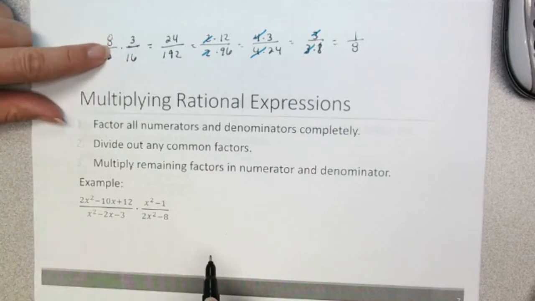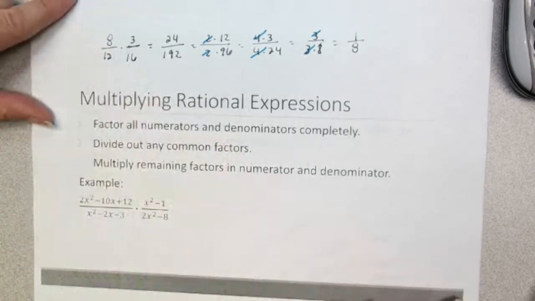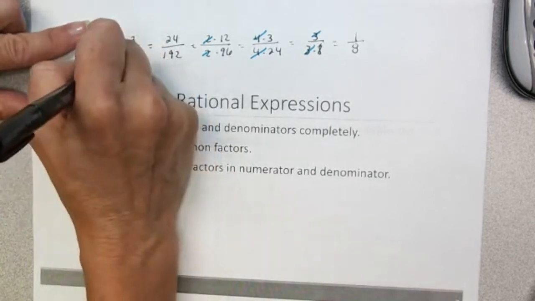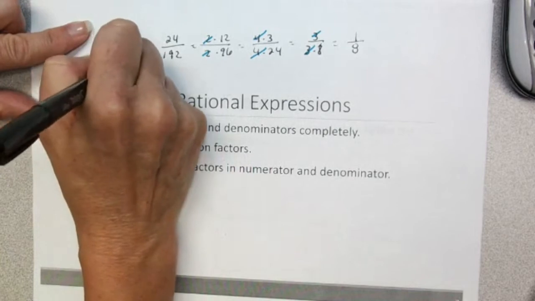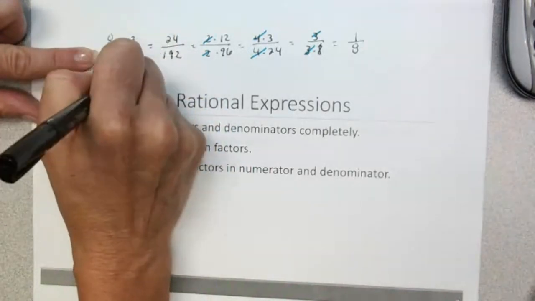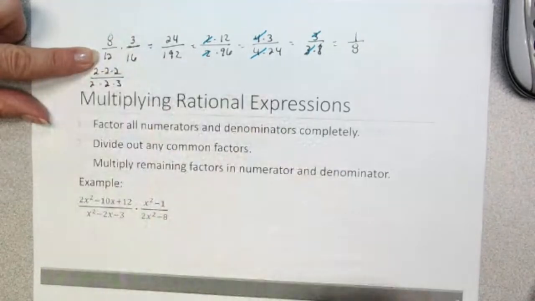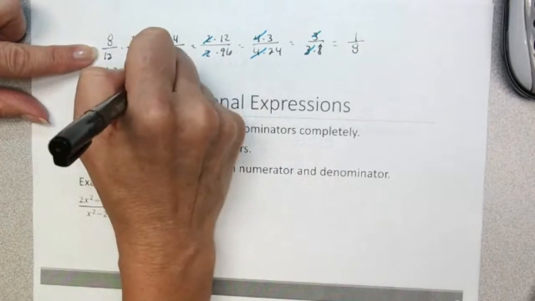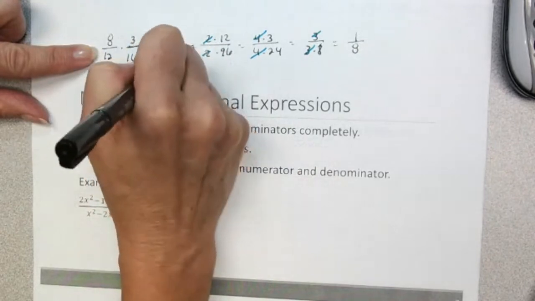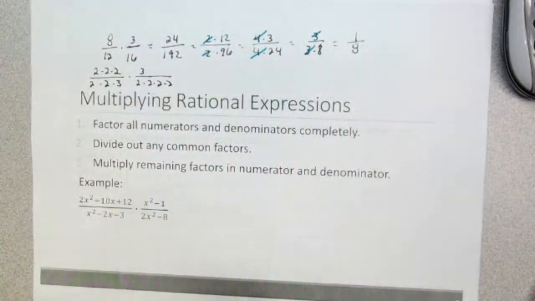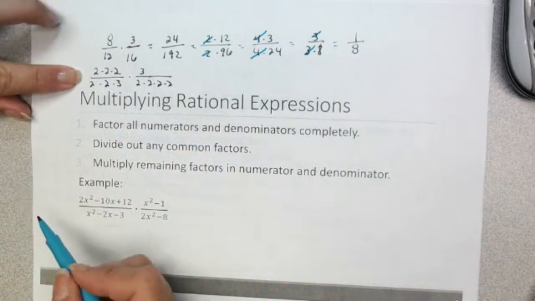And see, I could have done that up here as well. Look, with the numbers, if I completely factor that numerator and denominator, 8 can be factored down to 2 times 2 times 2, right? And 12, that's 2 times 2 times 3, right? And 3/16, well, 3 doesn't factor, but 16 will factor down to 2 times 2 times 2 times 2, right? And then if I fully factored it first, in this case, I'm factoring the numbers all the way down to primes.